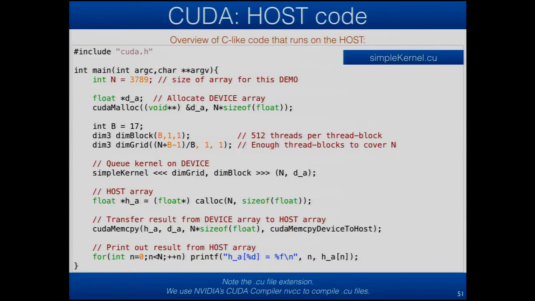In this instance, I've said I want blocks of threads. B is 17. I've randomly chosen 17 as a bad example. So I'm going to have 17 threads in each block. I'm going to work on a vector. I'm going to populate that vector with some values. The vector is length 3,789.